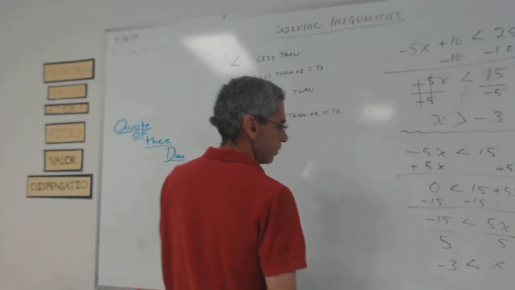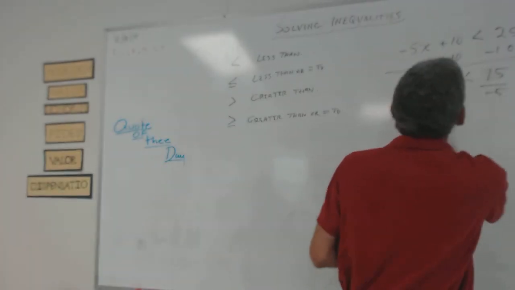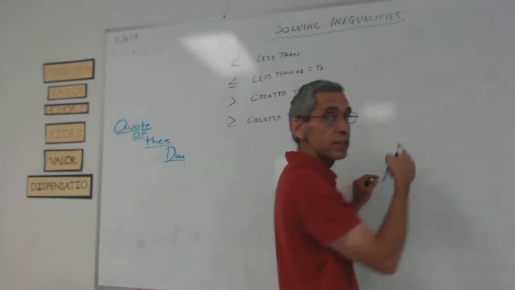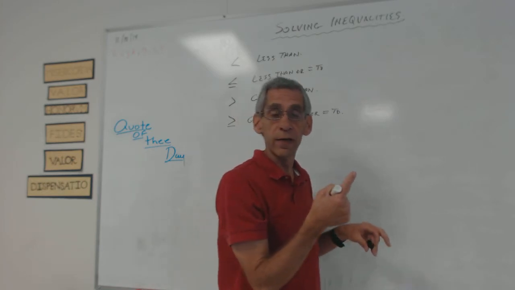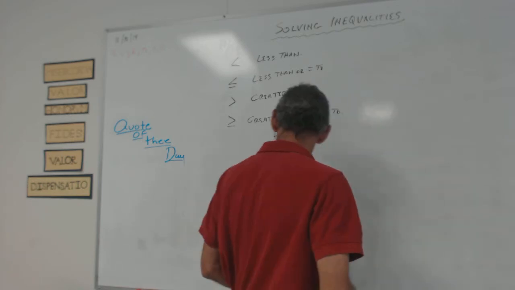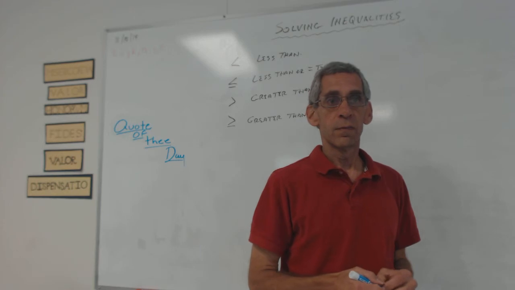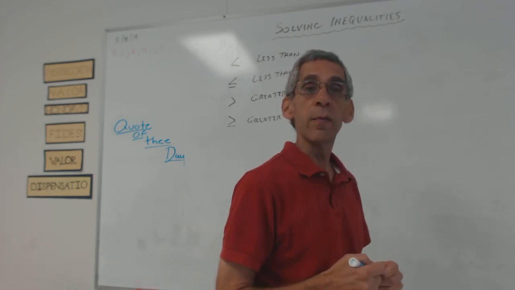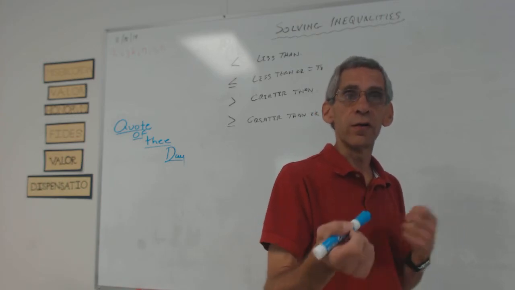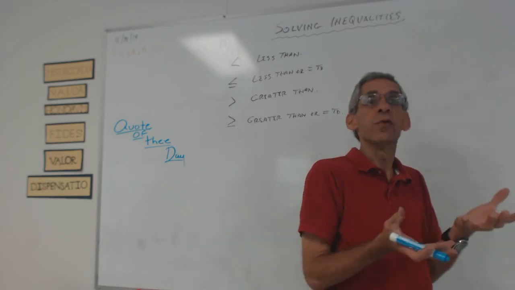Okay? Let's try another one. That was a division, right? We divided both sides by a negative number, yes. What if you have negative 5x is greater than negative 15? What if they're both negative? Do you still have to flip? Yeah, because you're dividing both sides by a negative number, right? That's the issue. It's not whether one's positive, one's negative. It's whether I'm dividing both sides by a negative.